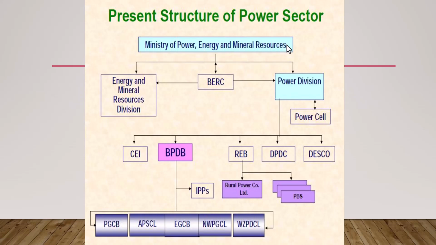This ministry is divided into two wings. That is, the Energy and Mineral Resource Division, which mainly handles fields like gas and coal, and the Power Division, which is focused especially on electricity. The Power Division is supported by a specialized technical branch called Power Cell, which helps with planning and policy implementation.